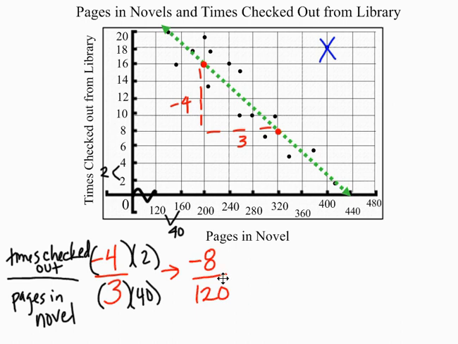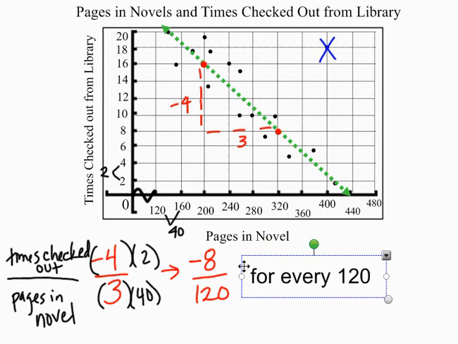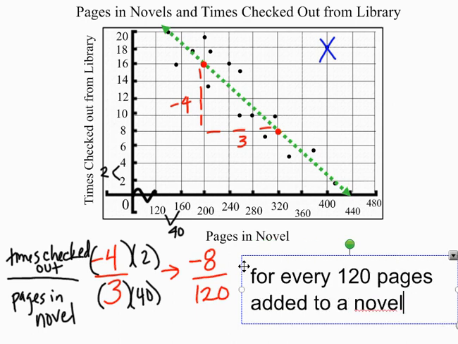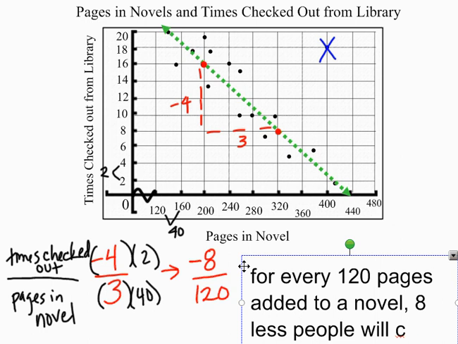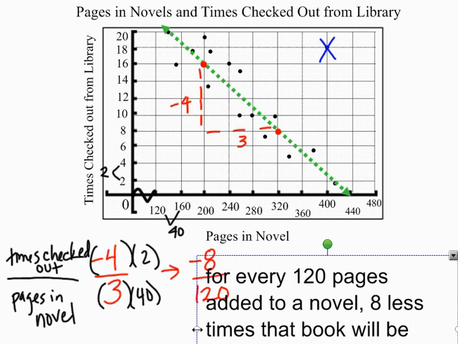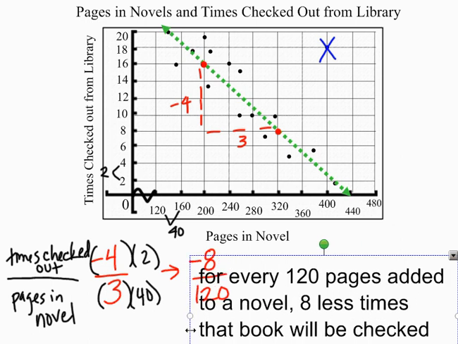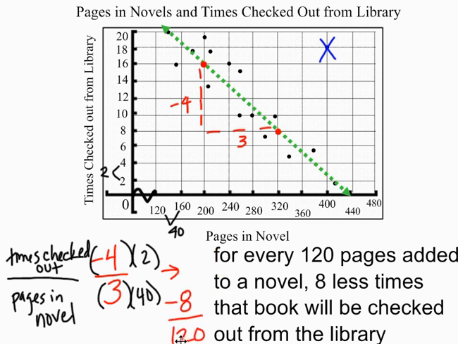So if we have to explain what this means, all we would have to do is say for every 120 pages in a novel, 8 fewer people will check it out. So let's write that up. For every 120 pages added to a novel, 8 fewer people will check out. Or it should not be fewer people, it's 8 fewer times, right? 8 fewer times that book will be checked out from the library. Let me get that up there so you can see it. Okay, so that kind of explains that a little bit more.